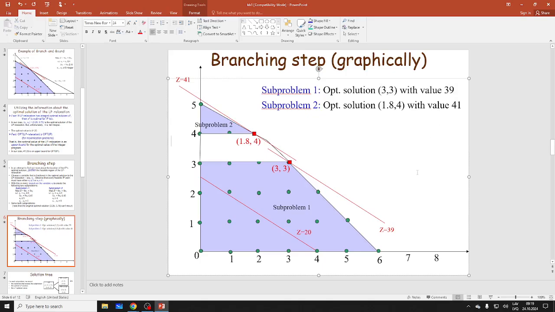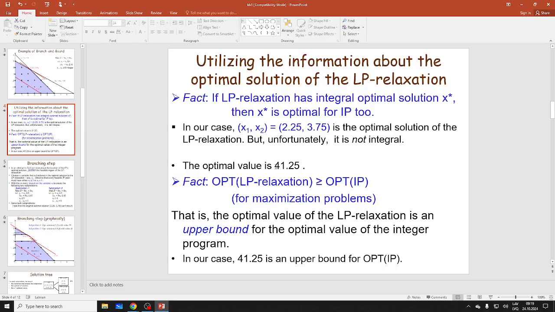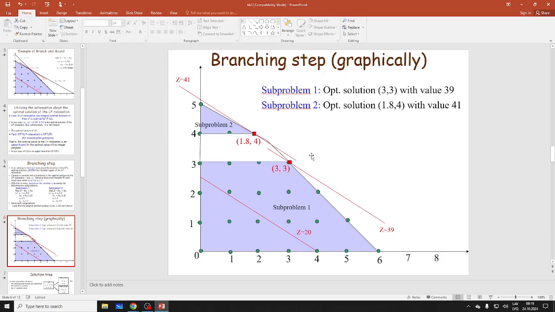But what is the good news? That we have found one solution. We have 39, and if you were allowed some leeway, some delta, maybe 3 points, since the other bound is 41.25, then you could go home already and say, okay, I'm good enough, I don't want to spend any more time on this problem. But of course, we still should check. We're not done because we could possibly have something better.